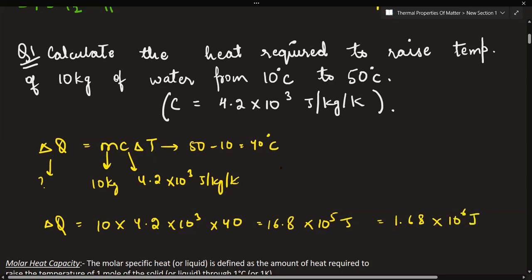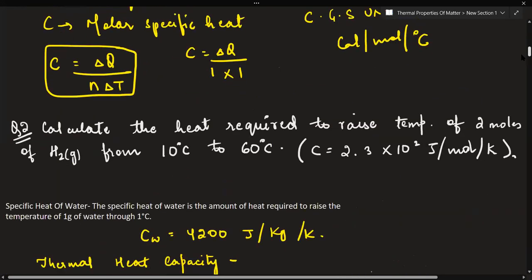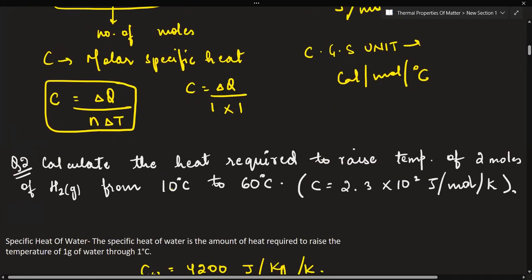So this was a very simple numerical. I hope nobody is having doubts in this. Yes, clear? Okay, let us see for this also. Molar heat capacity. Calculate the heat required to raise temperature of 2 moles of hydrogen from 10 degrees Celsius to 60 degrees Celsius, and C is already given to us. So delta Q will be NC delta T over here.